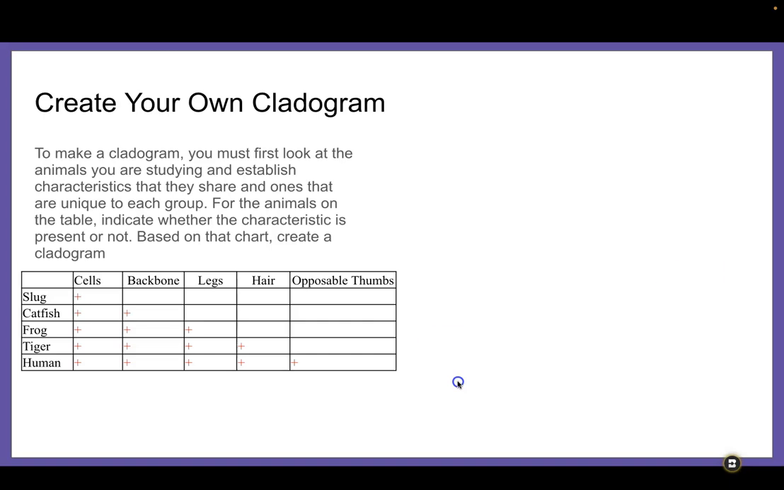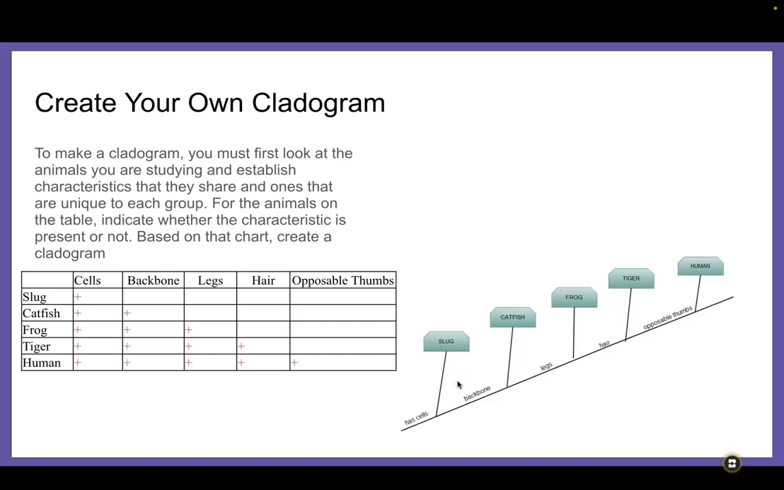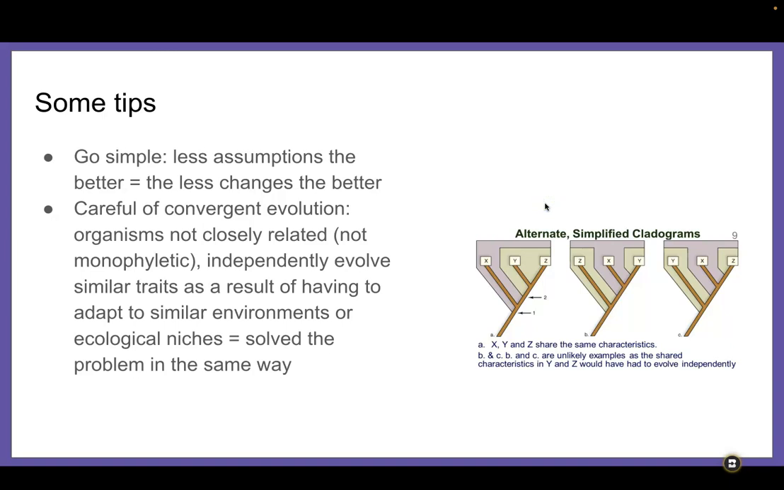So if we went ahead and drew our phylogenetic tree, it might look something like this with these traits that we see in between each of the species that further differentiates them from the rest of them. So some tips, sometimes it's better to go simple, less assumptions, the better. And then like the less changes over time, the better.